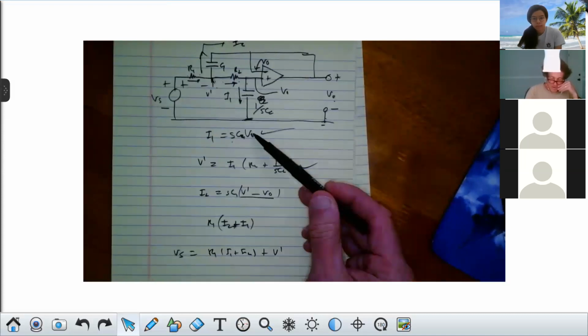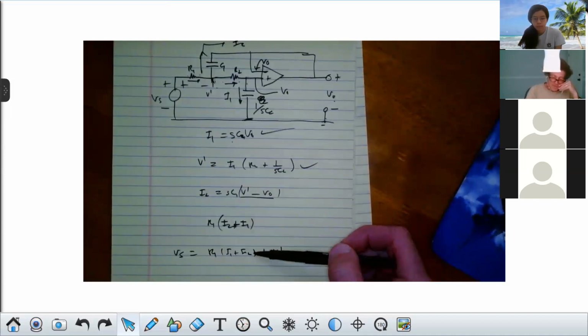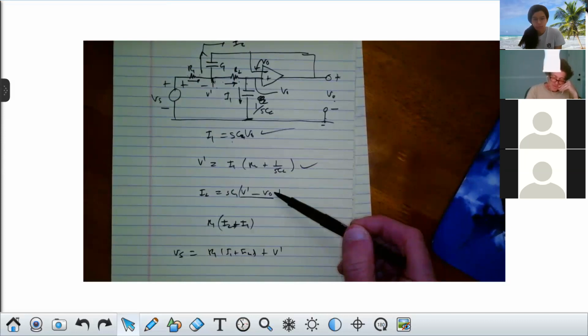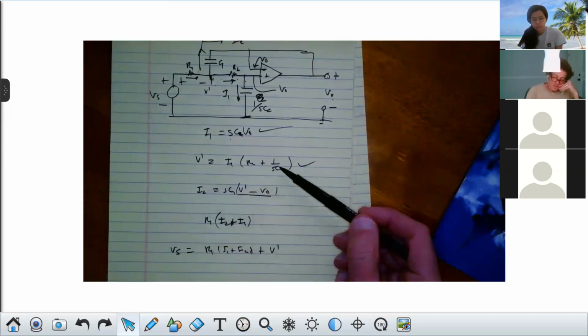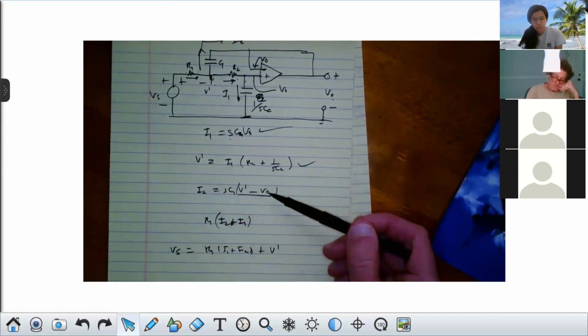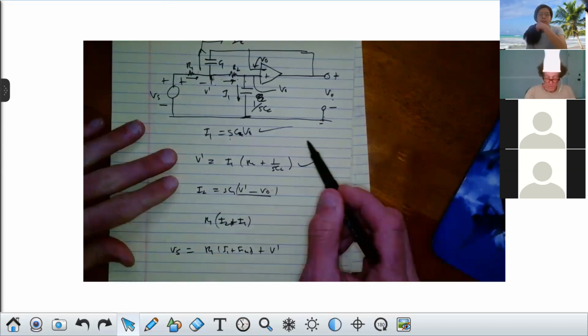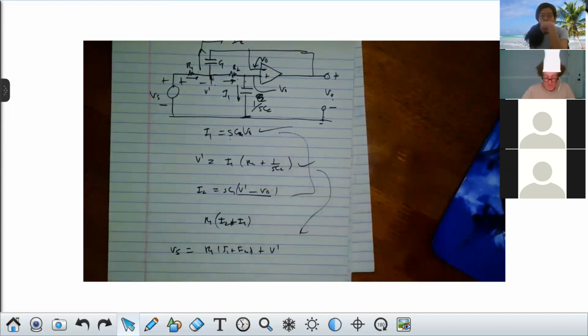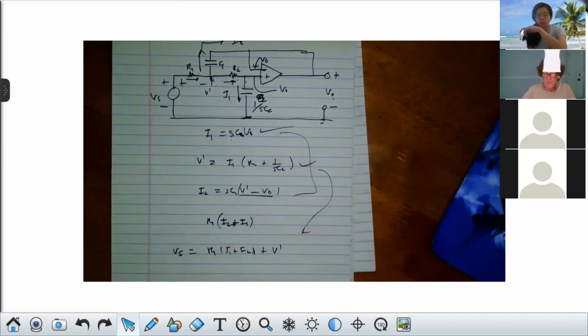I have I1 in terms of V naught. I have I2 in terms of V naught, right? All right, I'm sorry, I have V prime in terms of V naught. I have I2 in terms of V prime and V naught. Now I can take all these three things and stick them in there and get one equation, can't I? Okay, so you just substitute back in and then you can find the transfer function.